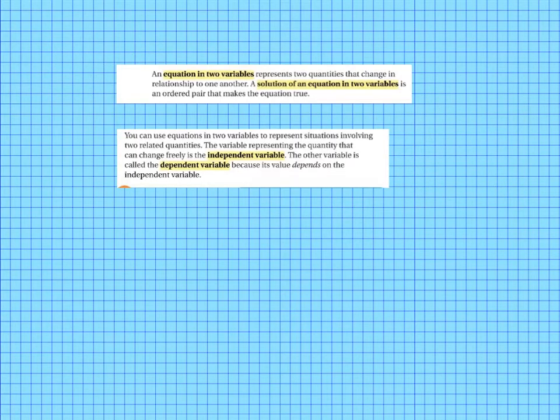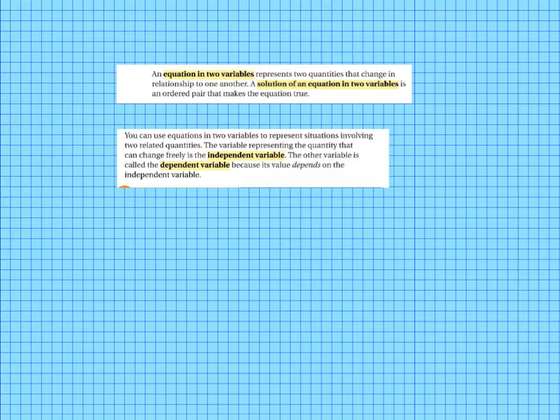Let's take a look at some of the vocabulary we'll be using today. An equation in two variables represents two quantities that change in relationship to one another. A solution of an equation in two variables is an ordered pair that makes the equation true. You can use equations in two variables to represent situations involving two related quantities. The variable representing the quantity that can change freely is the independent variable. The other variable is called the dependent variable because its value depends on the independent variable.